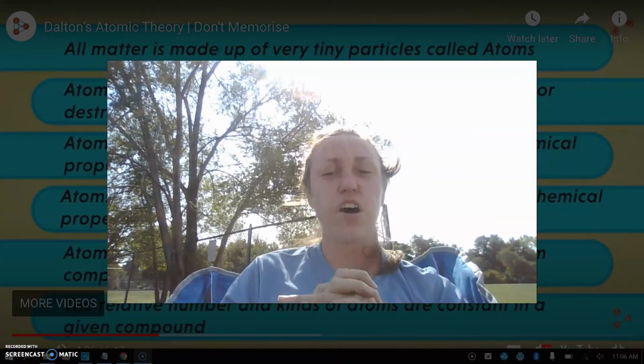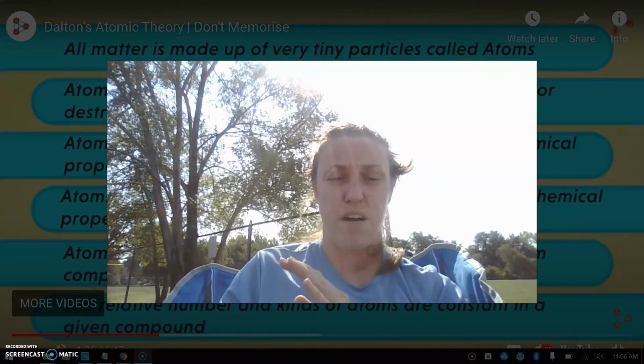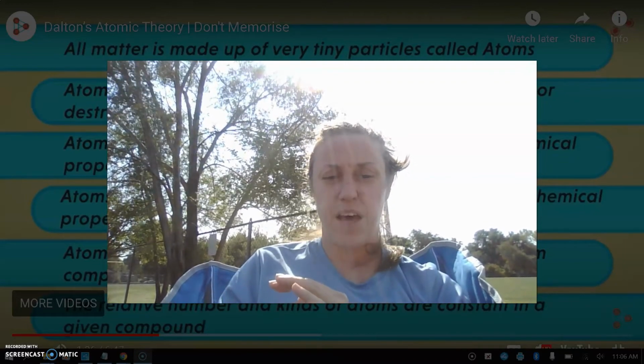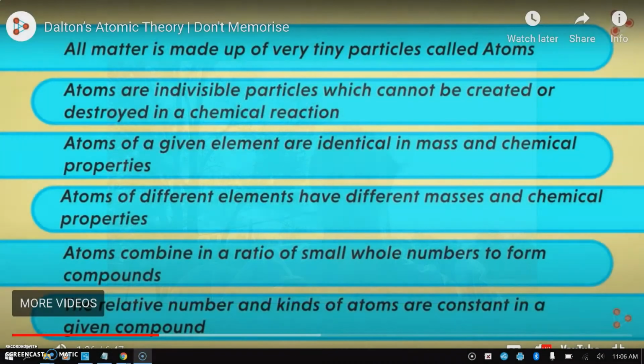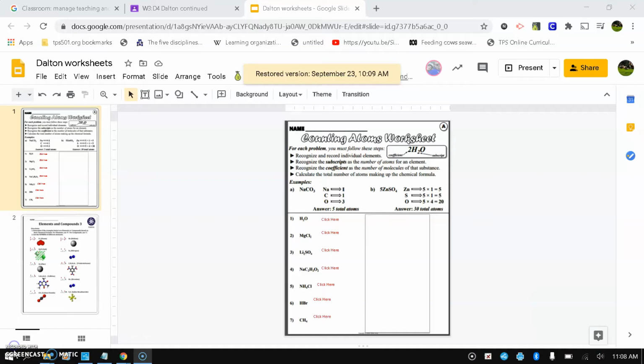Okay, so don't make this assignment too hard. I'm going to go ahead and pull that up. Here are the postulates again. Okay, and that's what we're going to be focusing on within this worksheet. I'm going to pause the video for a second. Okay, so on this, we're going to be counting the atoms on your worksheet.